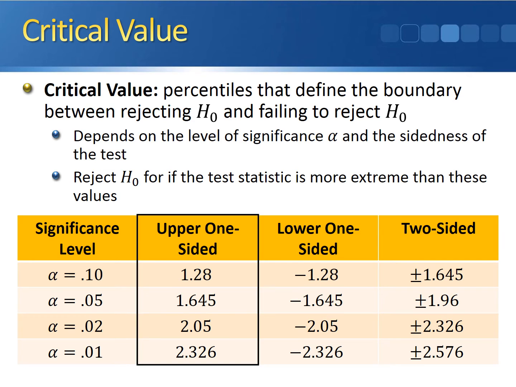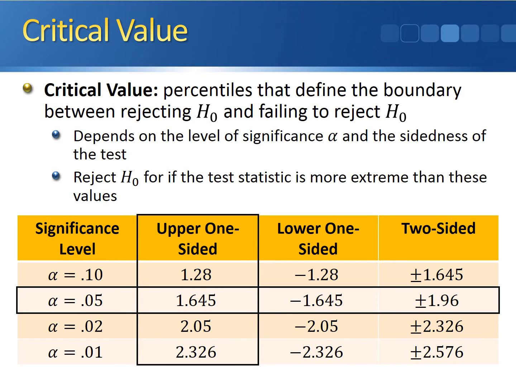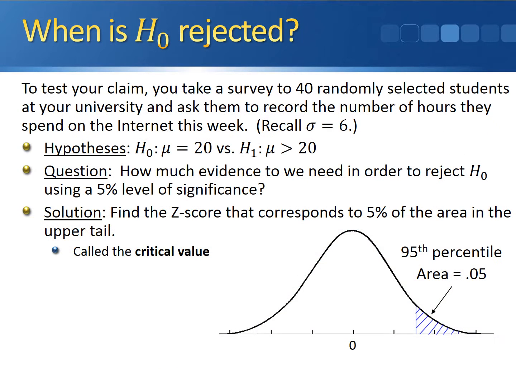In this case, we have an upper one-sided test at the 5% level of significance, so our critical value is 1.645. What this means is that the 95th percentile of the standard normal distribution is 1.645. So if our test statistic were to be greater than 1.645, we would have enough evidence to reject the null hypothesis.